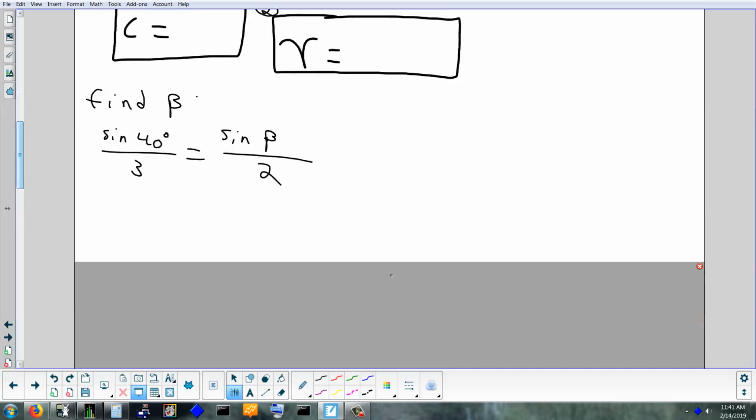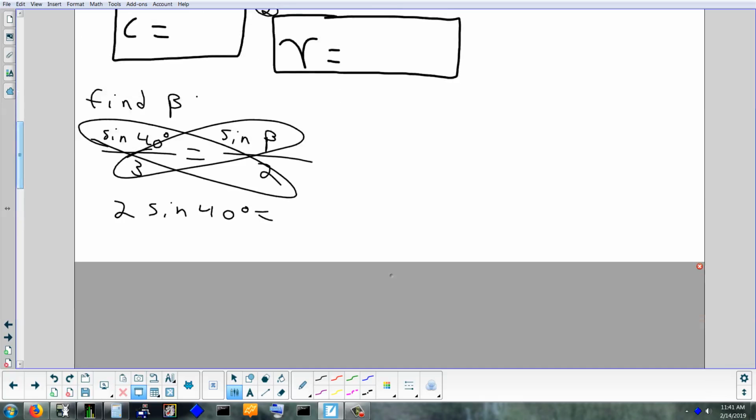Okay. And now cross multiply. 2 sine 40 equals 3 sine beta. Now, before I even keep going, what's different about this one? There's something different here that didn't happen on the first 2. Yep. The sine is the variable. Right, the variable is inside a sine function. The variable is an angle. It's not a side. It was a side in the other 2 problems.